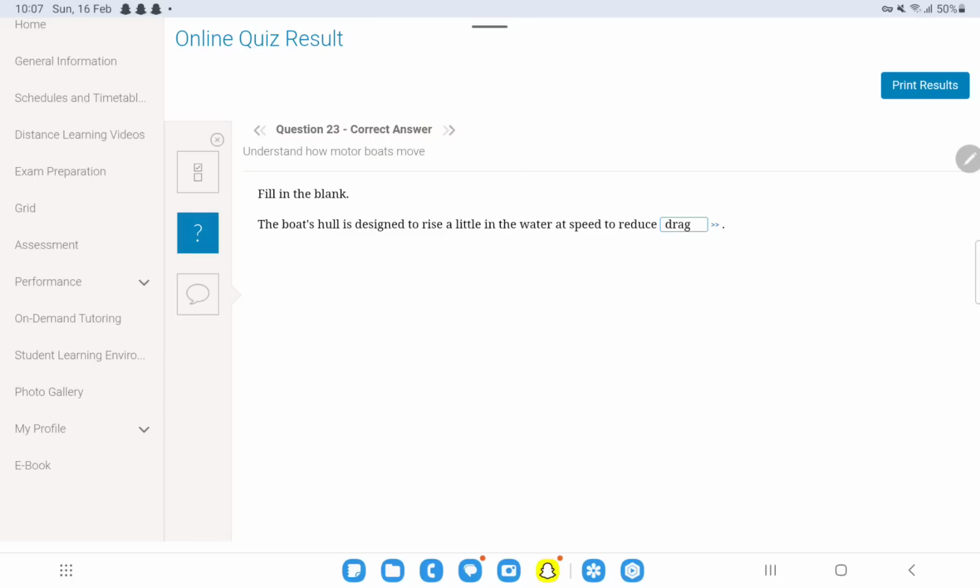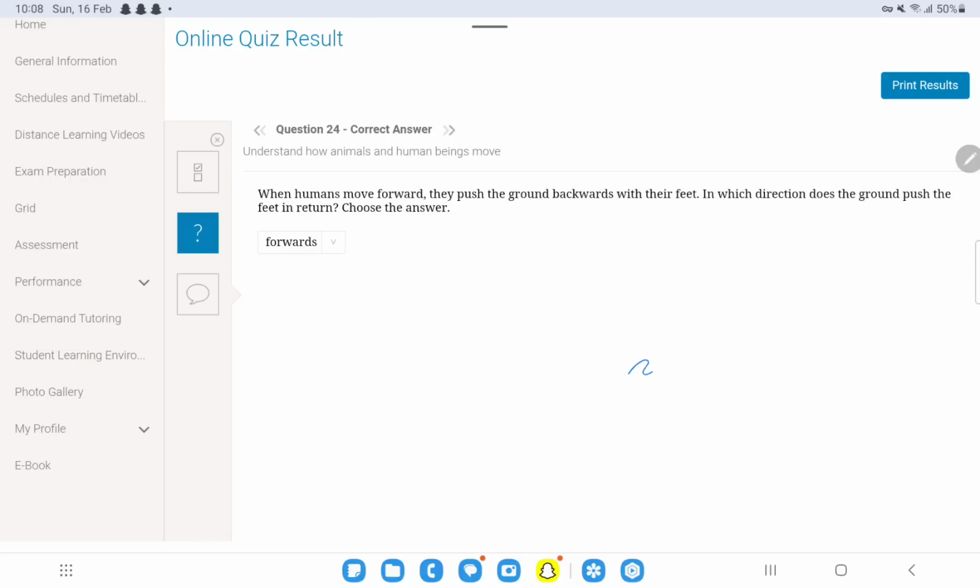The boat's hull is designed to rise a little in the water and reduce drag. So the water is here, for example, and the hull goes up a bit, so it reduces the drag from the water. The boat pushes forward and the water pushes it backwards. That is drag, the reaction force. So the hull is upwards a bit, so it doesn't experience as much drag.